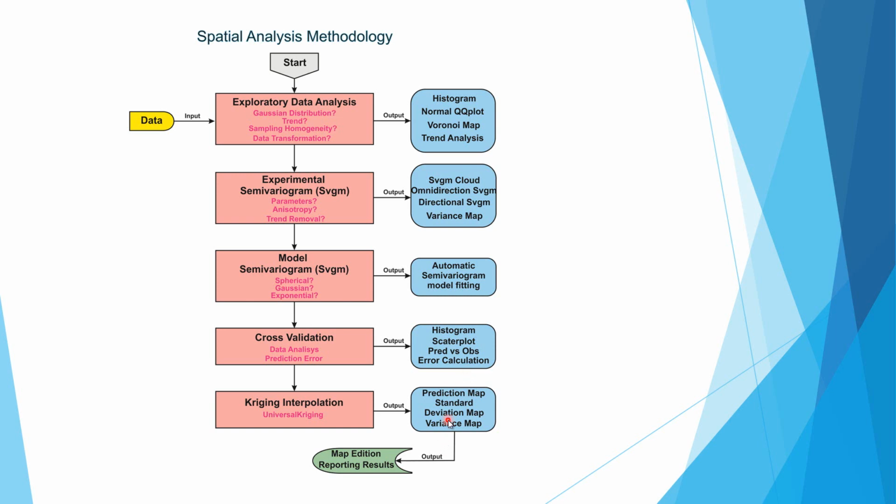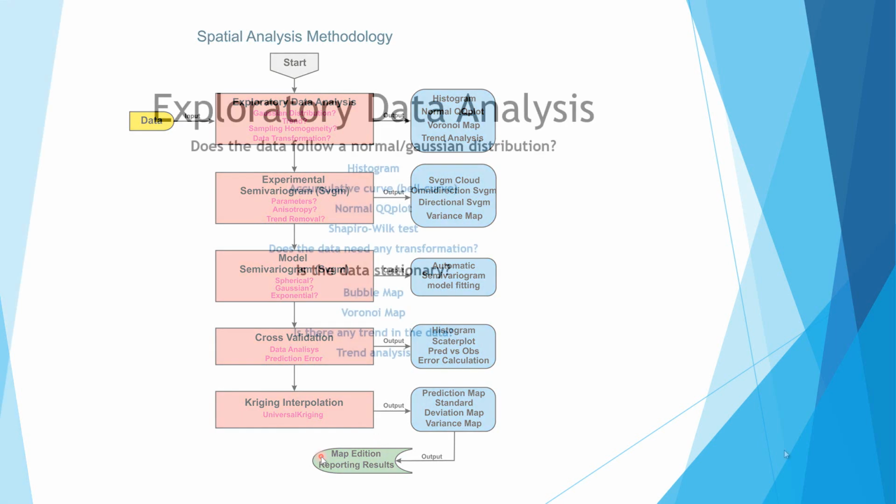In these tutorials, I am going to explain with examples, step by step, the spatial analysis methodology, where I'm going to be talking about exploratory data analysis, experimental semi-variogram, model semi-variogram, cross-validation, Kriging interpolation, and also at the end we are going to be working with the map edition with QuantumGIS and also reporting results.